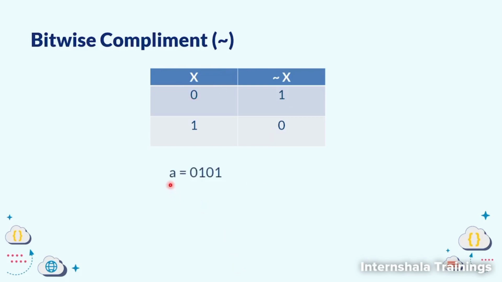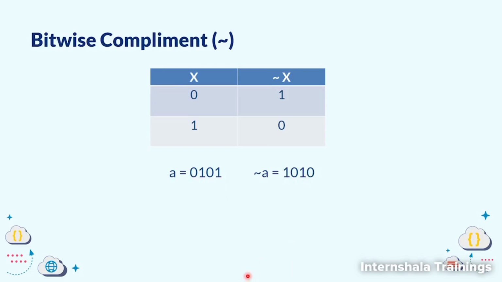Let us say we have A equals 0, 1, 0, 1 in binary, and if we do complement of A, this is how we write tilde A. So it will become 1, 0, 1, 0. Since 0 is changed to 1, 1 is changed to 0, 0 is changed to 1, and 1 will be changed to 0, hence we are getting the result as 1, 0, 1, 0.